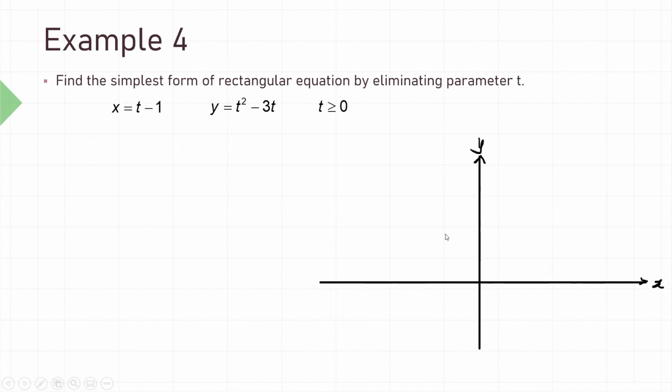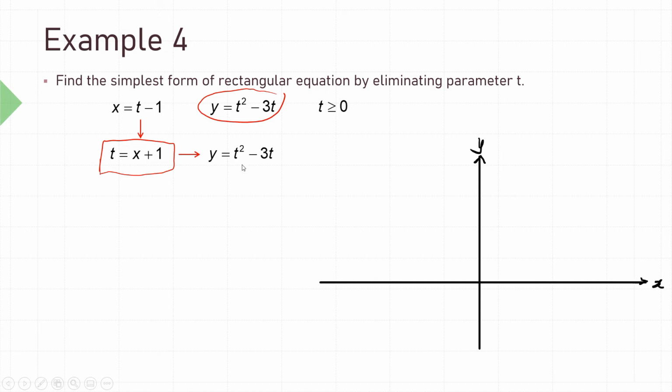Let's move to example 4. We need to find the simplest form of the rectangular equation by eliminating the parameter. So the question asks us to eliminate the parameter. What can we do here? We have to rewrite x equal to t minus 1 in this form, so we have t equal to x plus 1. What can we do next? We can substitute t equal to x plus 1 inside y equal to t squared minus 3t. So we have this equation now.